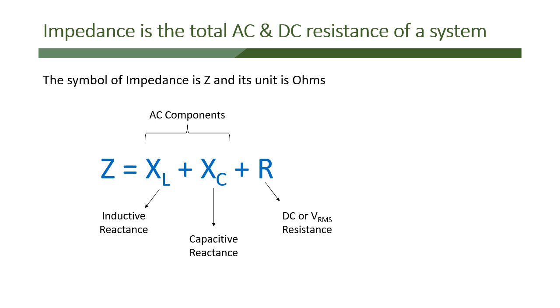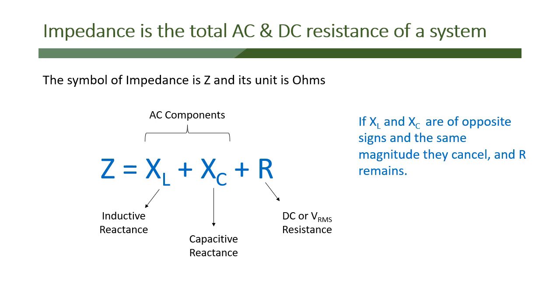So impedance is the total AC and DC resistance of a circuit. So we have reactance, which is the AC components of resistance from inductors and capacitors, and we have impedance, which takes it and brings it all together, which is inductive reactance plus capacitive reactance plus the DC resistance. And the symbol for impedance is Z, and the units are ohms.